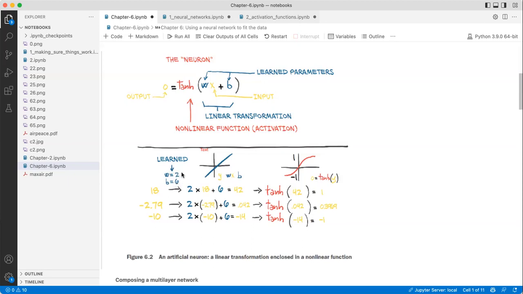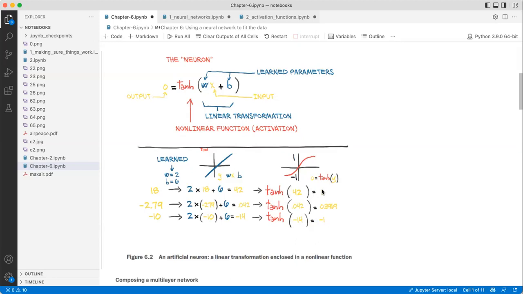We have 2 and 6. So when we have an input of 18, we'll be left with our weight, that is 2, multiplied by our input of 18, added to bias, which is 6. We have 42. Then we have other inputs. We'll have these values. So you see, this is a linear function. Then when we take a tanh of the values, it results in something like this.